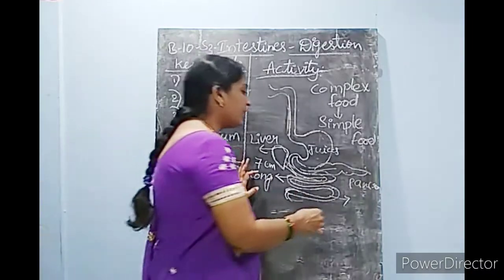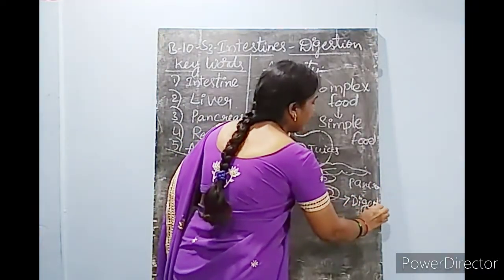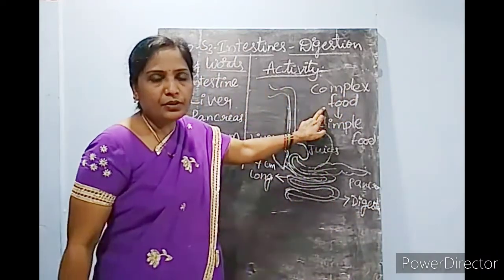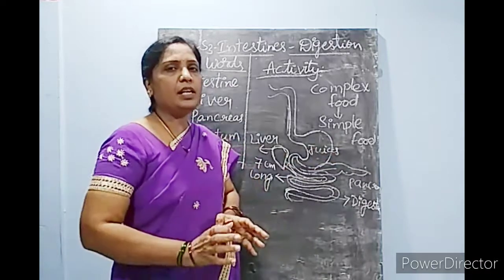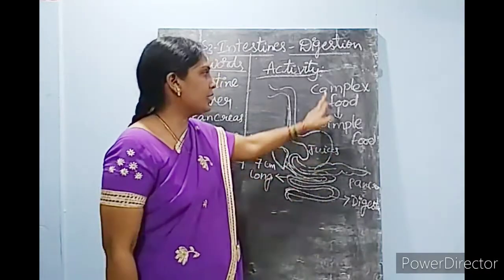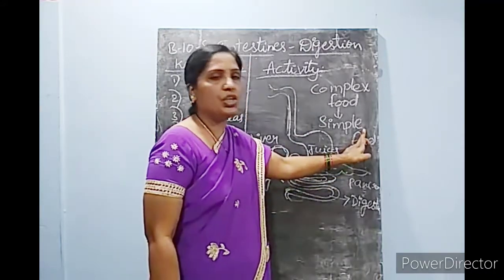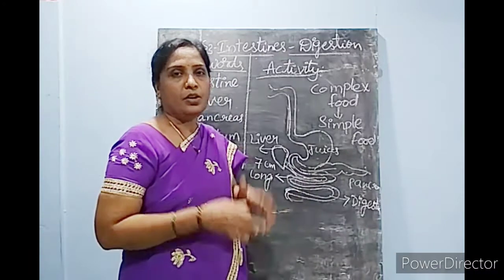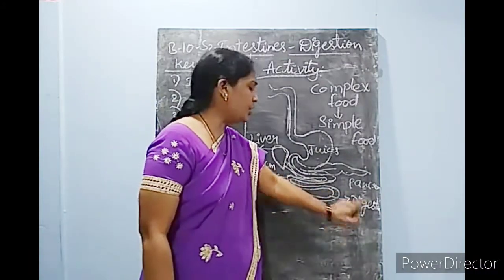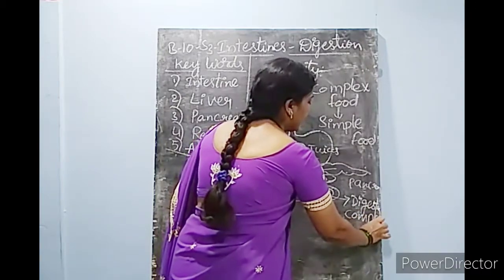That means the digestion process, digestion meaning changing complex food into simple food. So finally, all the complex food, whatever we are eating, gets changed into simple food in the small intestine. Finally, the digestion process completes in the small intestine.